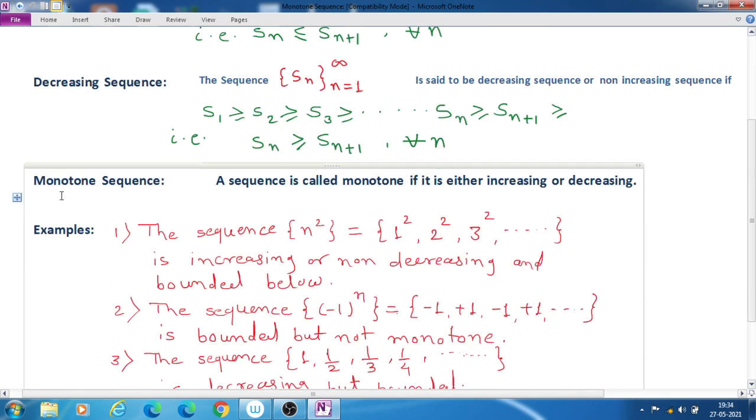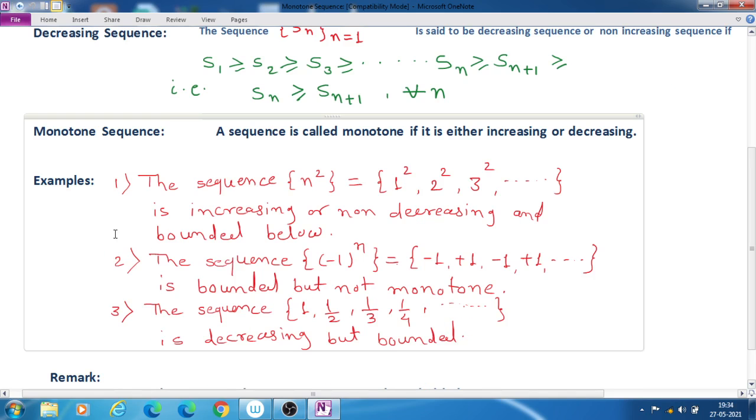Now what is a monotone sequence? A sequence is called monotone if it is either increasing or decreasing. That means if it is an increasing sequence or a decreasing sequence, then that sequence is called a monotone sequence. We see some examples of monotone sequences.